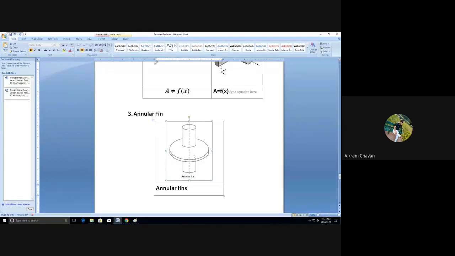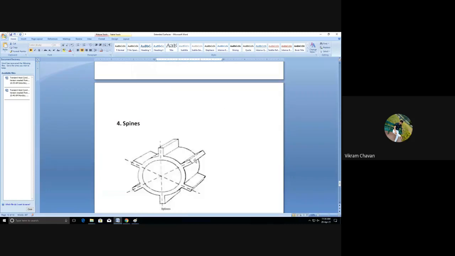Okay, we have seen one example of an annular fin in the case of a steam power plant, the economizer. In the case of the economizer we have discussed this particular annular fin. Actual picture we have seen. So this is the annular fin type. Okay, and next one is the spines.